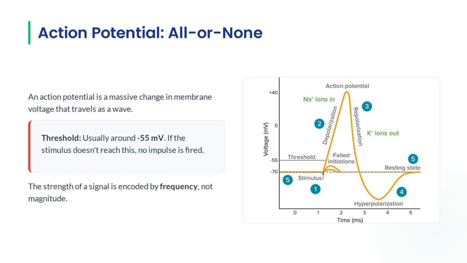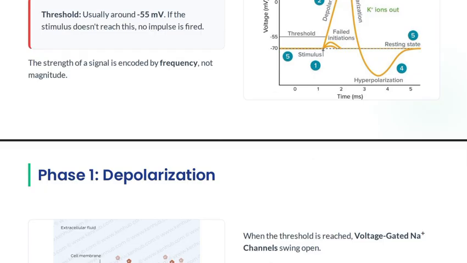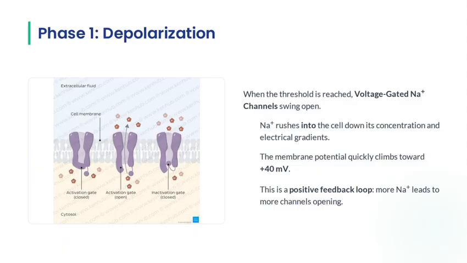Okay, so an action potential is a massive change in membrane voltage that travels as a wave. The threshold is usually around negative 55 mV. If the stimulus doesn't reach this, no impulse is ever fired. The strength of a signal is encoded by frequency and not its magnitude. So we have different phases.